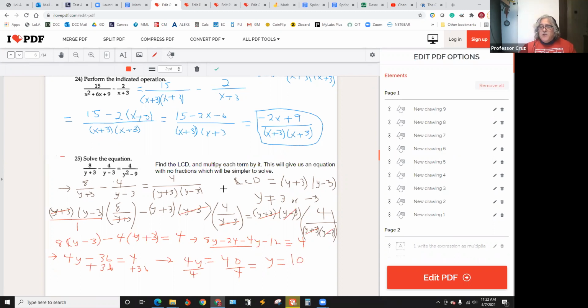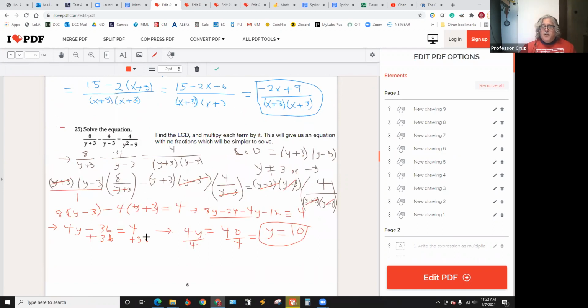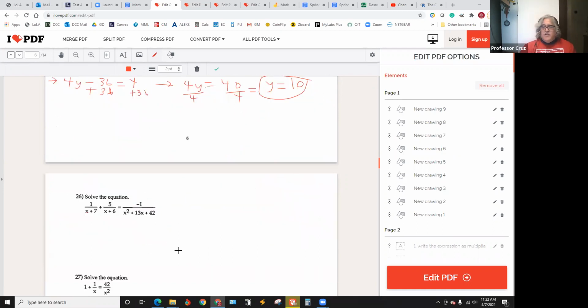And so that's fine because 3 and negative 3, that was the only thing that we couldn't do. Since we're kind of short on time, I'm not going to check it. This one is pretty much the same thing. We'll skip that one because we don't have a whole lot of time.